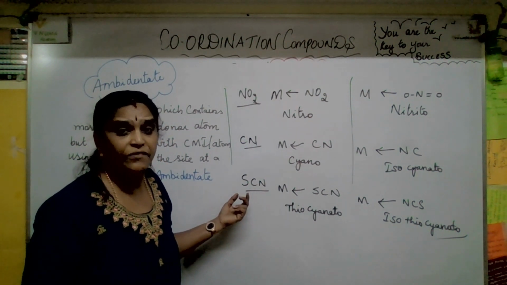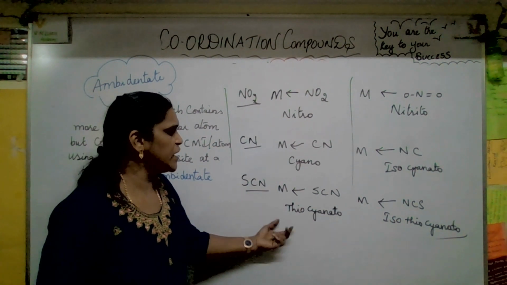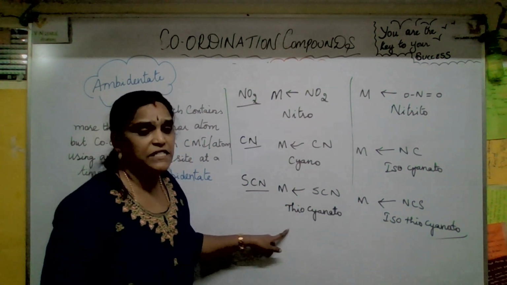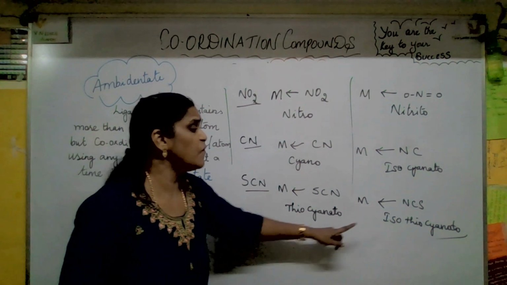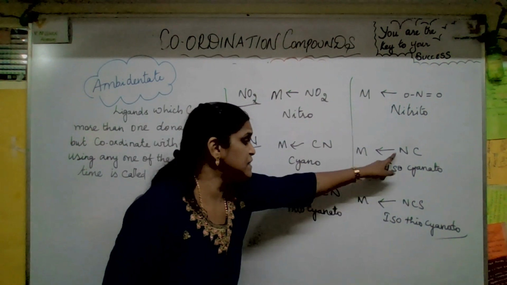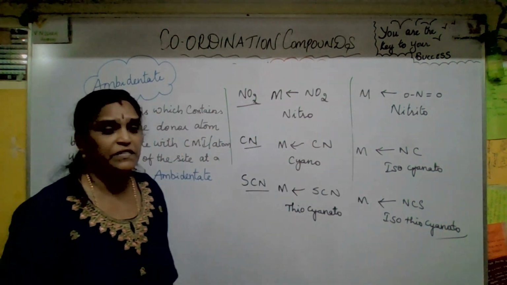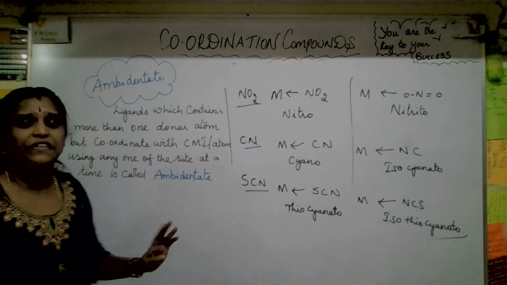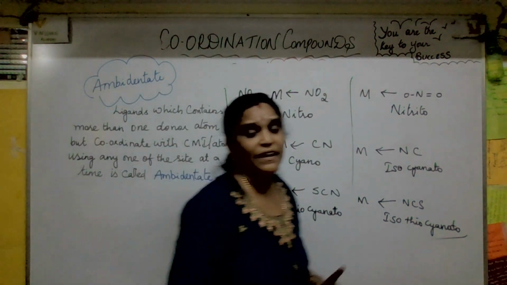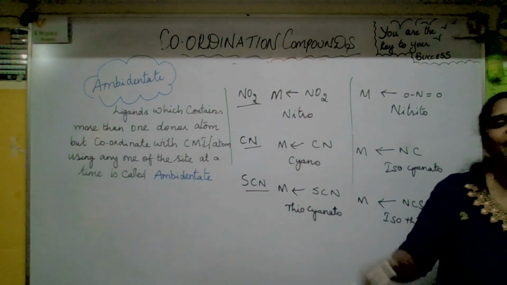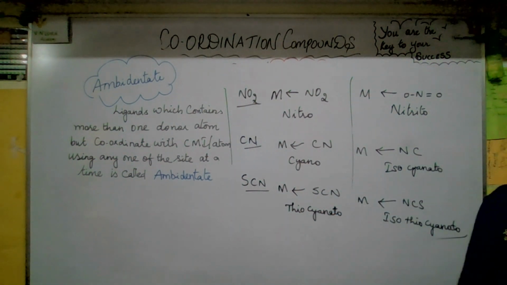Okay, thionyl chloride we remember now. Thiocyanate: in this way, when sulfur donates, the thio group will be there, thiocyanate, whereas when nitrogen is coming, it means isothiocyanate. Hope you're clear with monodentate, bidentate, tridentate, tetradentate and amphidentate, all those ideas.